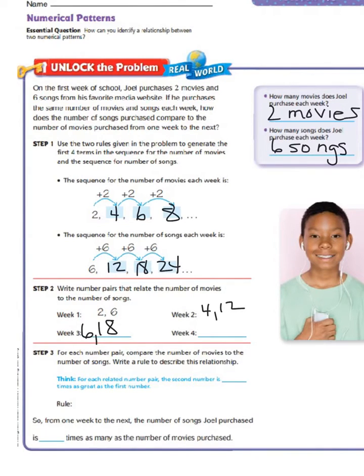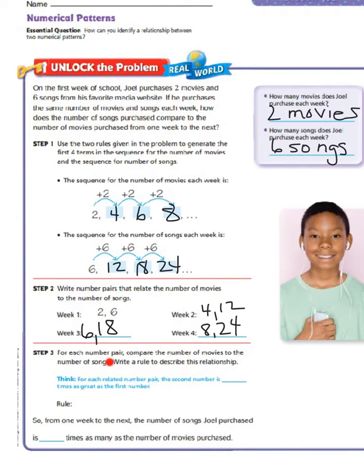Now let's take a look at week 4. So we go over week 1, week 2, week 3, week 4. So our movies is going to be 8. And let's go over week 1, week 2, week 3, week 4. So our songs is going to be 24. So there are our number pairs. Now let's take a look at step 3.